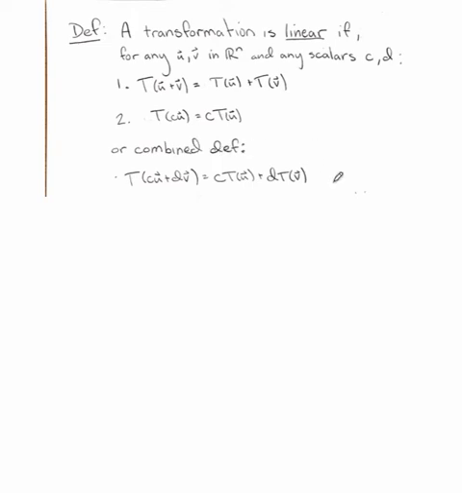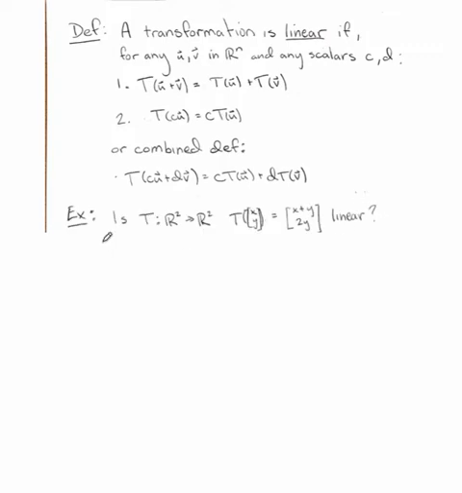The combined definition is a little more succinct, but a little more challenging to prove or disprove sometimes: T(cu + dv) is equal to c times T(u) plus d times T(v). In other words, it's just combining these two steps. If you think about it, it's like asking, can I take this vector and rewrite it as a linear combination in some sense? That's how we're thinking of linear transformations.